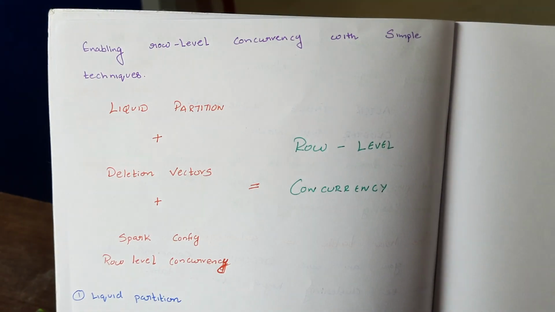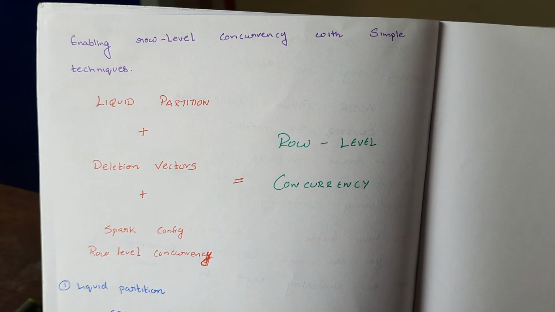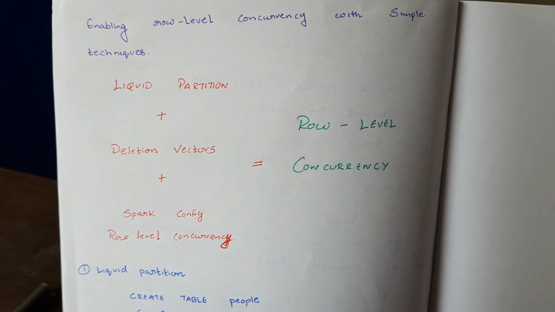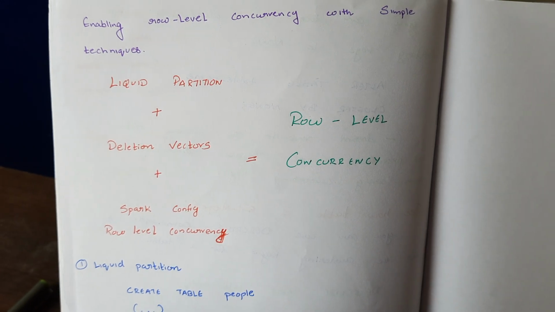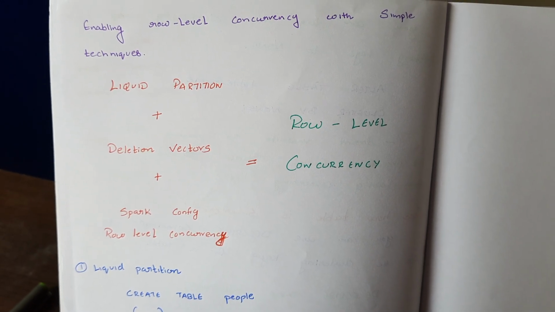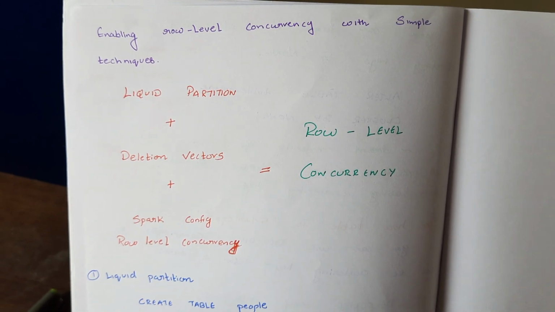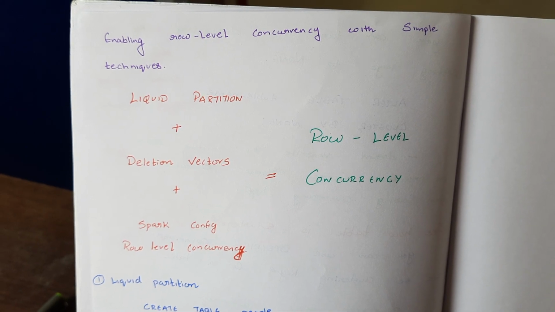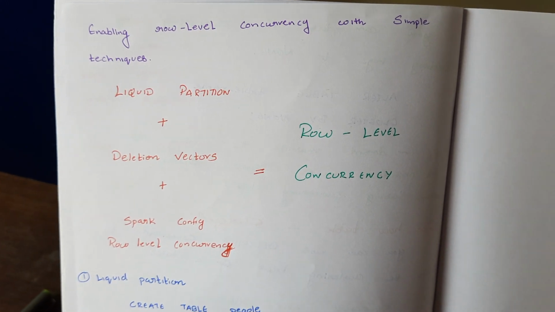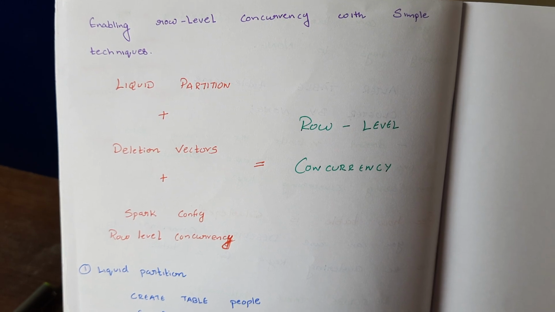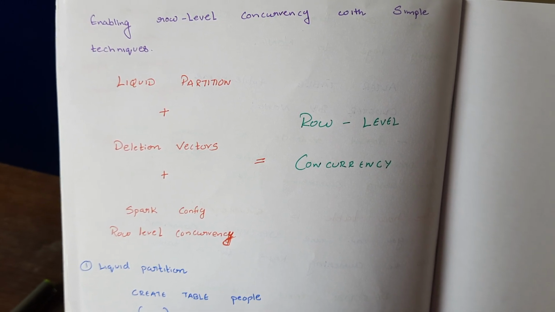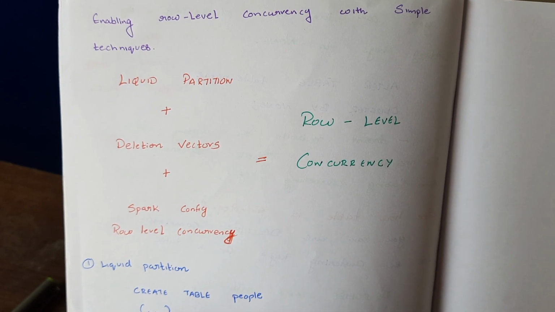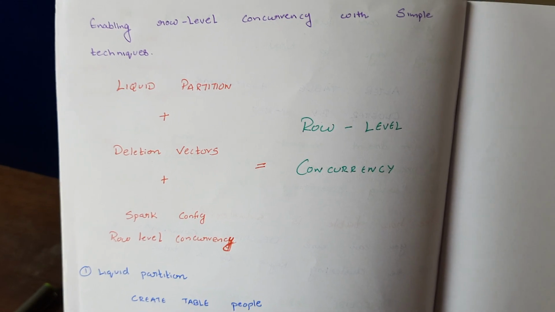We'll see one real-time example of how to achieve row level concurrency in a delta table. Concurrency is one of the biggest problems when you have one target table which is written by multiple source jobs. When multiple jobs try to write to the same single table at the same time, you will end up with a concurrency issue. To overcome this, the simple approach is a 3-step process. One is you need a liquid partition table, and the deletion vector configuration and the row level concurrency configuration need to be set. This will achieve row level concurrency.